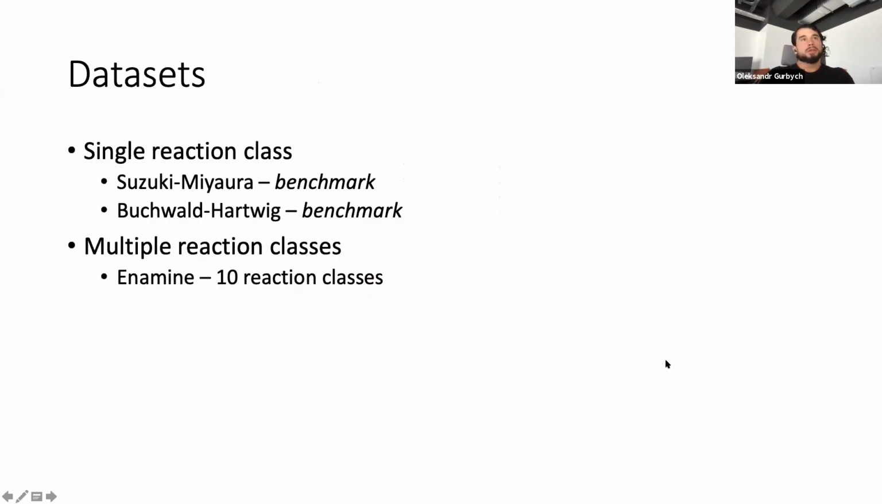Okay, let's continue. So there were two sets of data. First is single reaction data, which means there are hundreds of thousands of rows, but the underlying mechanism of the reaction was the same for all of the rows. We call that a single reaction class. And there were two mechanisms underlying, and accordingly two separate data sets: Suzuki-Miyaura, which is C-C cross-coupling, very popular in chemistry, and Buchwald-Hartig, which is one of the amination reactions.